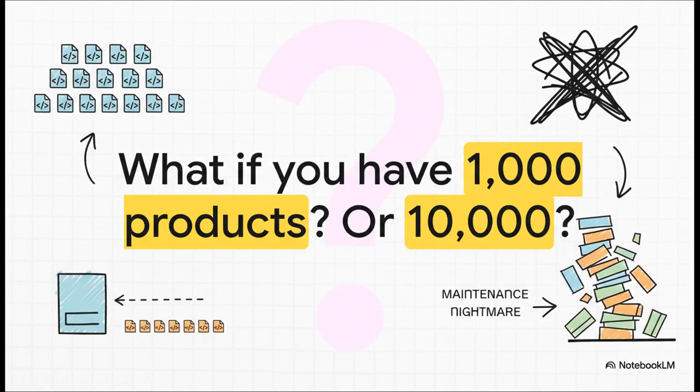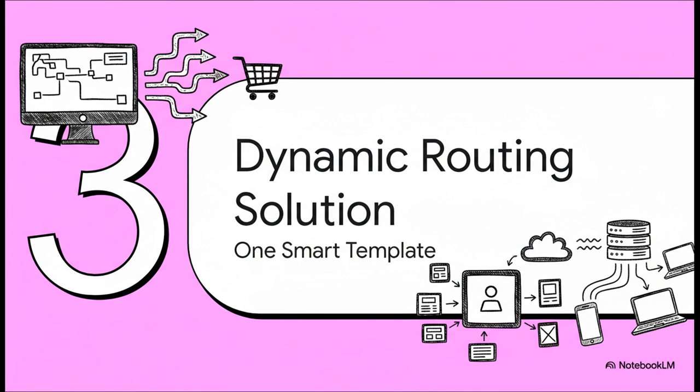And that question, that right there is the core of the problem. Okay, maybe you can handle 10 products, but what if you have 1,000 or 10,000? Just try to imagine manually creating 10,000 separate files. And then what happens when you want to change the color of the Buy Now button? You'd have to go and edit all 10,000 files one by one. It's a complete maintenance nightmare. It just doesn't scale. So if that's the wrong way, what's the right way?